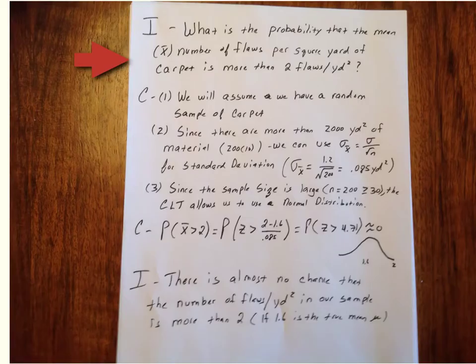All right, remember the first step is to identify the problem. So, what's the probability that the mean, X bar, number of flaws per square yard of carpet is more than 2 flaws per square yard?